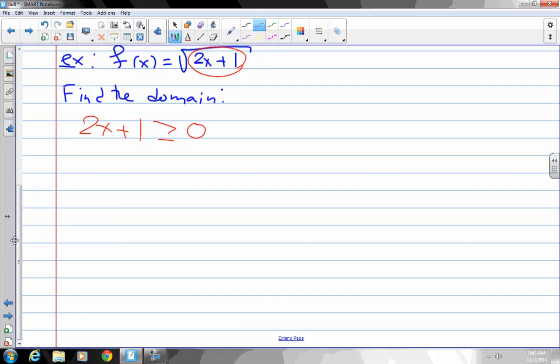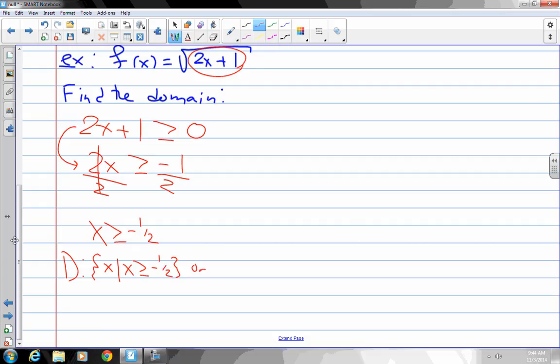How do we solve that? How do we solve linear inequalities? Yeah, just solve for x. So subtract 1, and then divide by 2. So x is greater than or equal to negative 1/2. This would be the domain of that function. So the domain is, you can either write it as all x's such that x is greater than or equal to negative 1/2, or you can use the interval notation.